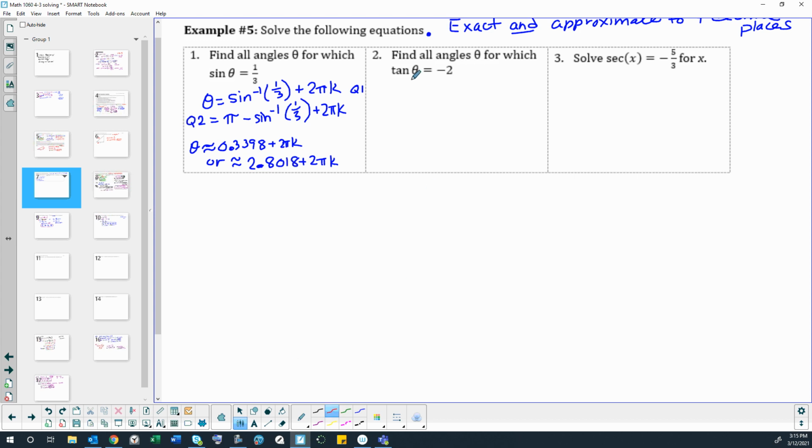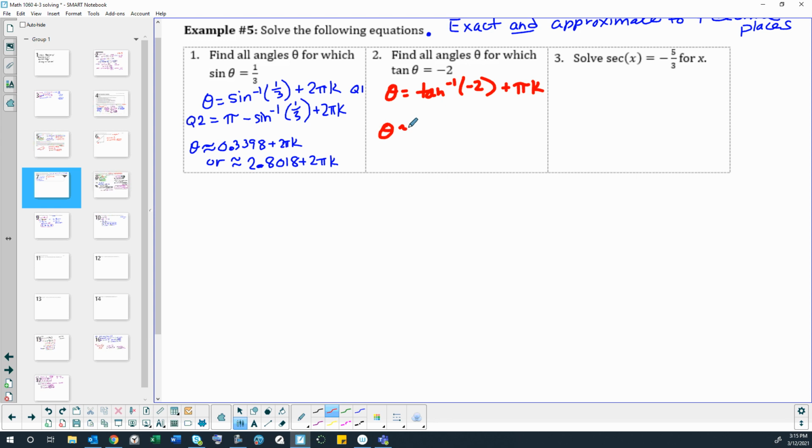Okay, let's look at tangent. So again, just like in the last one, we are going to do the inverse tangent of -2. That gives us a quadrant 4 angle, right? And tangent is going to be negative in quadrant 2 and quadrant 4. So then if we want to find other values besides just the quadrant 4 angle, we can take that quadrant 4 angle and add values of pi to it, so pi times k, any integer value of k. Alright, so that's our exact answer.